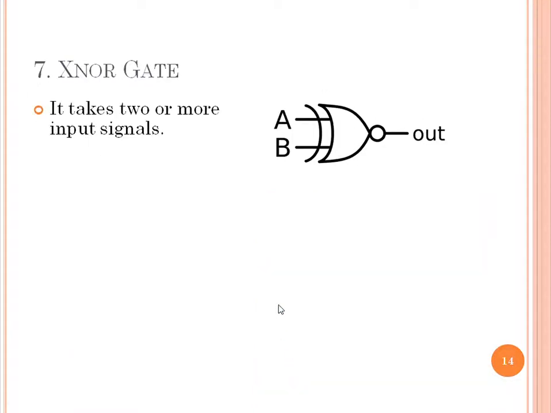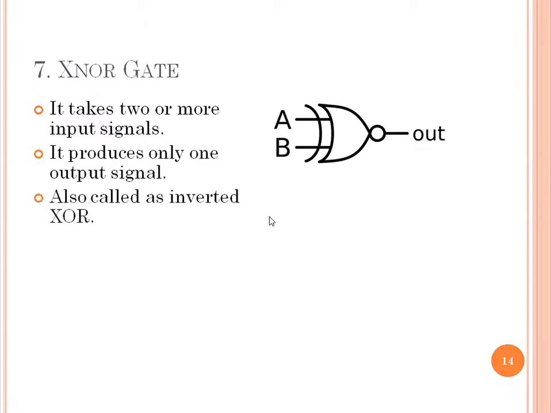XNOR will also accept two input signals and give one output signal. It is called inverted XOR. As you can see in the circuit diagram of XNOR over here, it has the diagram of OR along with a circle that represents not OR, and here we have got a symbol associated with XNOR that makes it different in comparison to the other circuit diagrams.